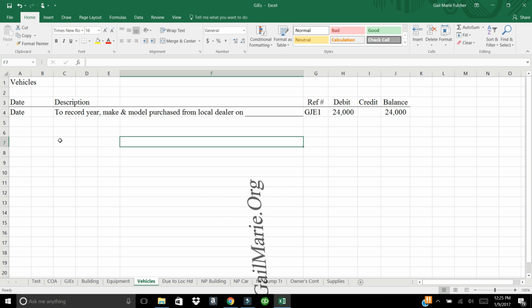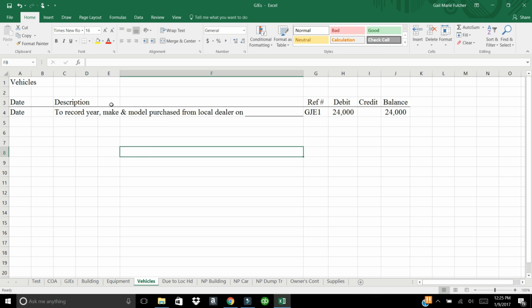So if you're looking at your balance sheet and you see $80,000 in the vehicle account and you want to know what makes up that $80,000, you just come to your general ledger, your vehicle account, and look in your vehicle account for all of the details to find out what makes up that $80,000 balance, if that's what you're looking for.